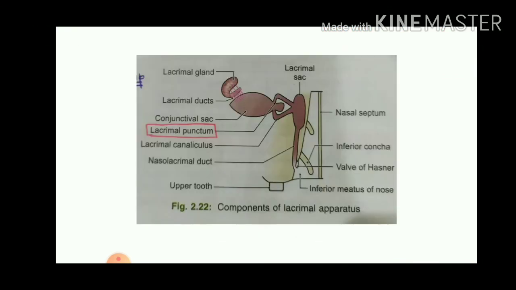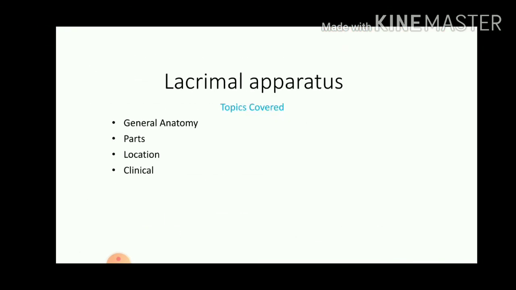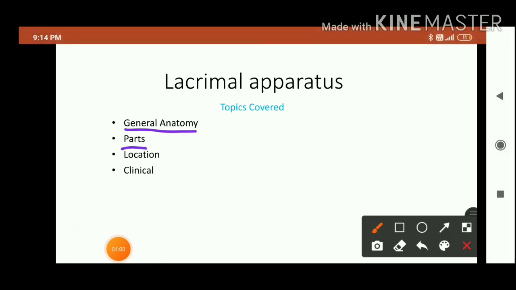So in this manner, we have completed our lacrimal apparatus. First, we went through the general anatomy, then parts, then location with the help of some diagrams, and finally we discussed two clinicals. One is epiphora, and the second is removal of the lacrimal glands.